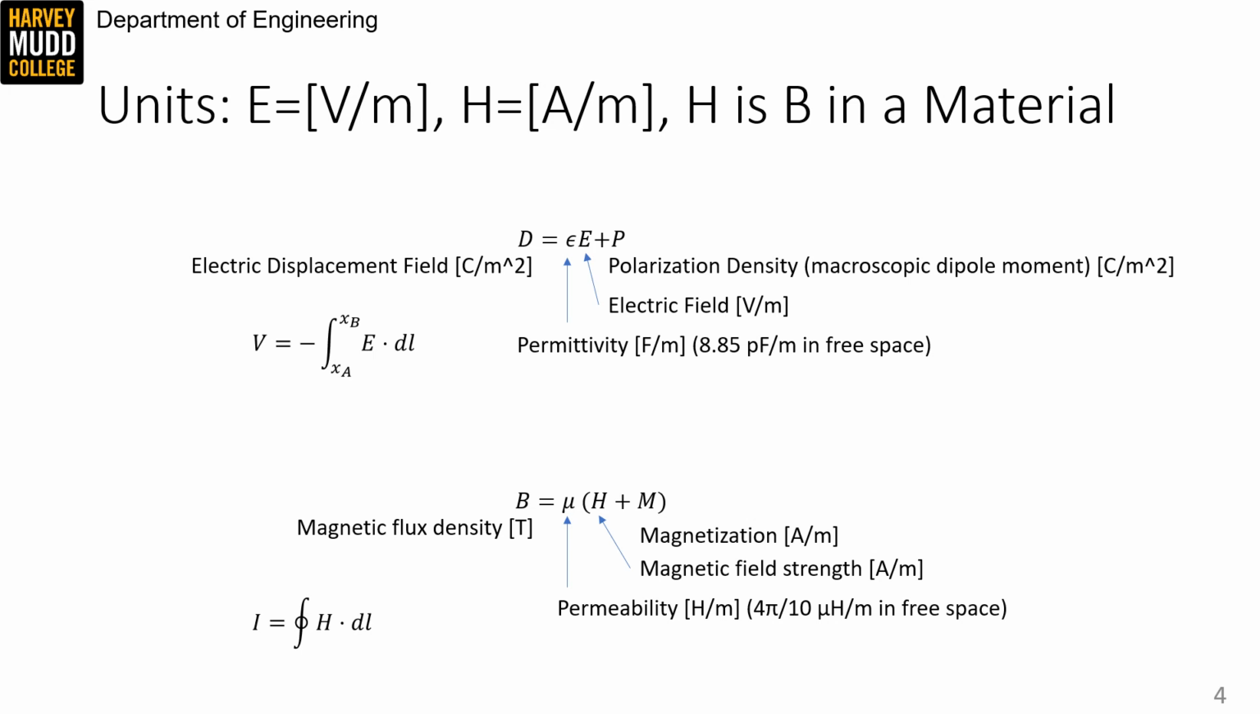Permeability relates H and M fields to inductance the same way that permittivity relates E fields to capacitance. So it also tells us how much magnetic flux, which is the B field, is created per unit of H or M. And it has a value of 4 pi over 10 microhenries per meter in free space. You might notice that 4 pi is a little bit of a specific number that has to do with how permeability and permittivity are defined.